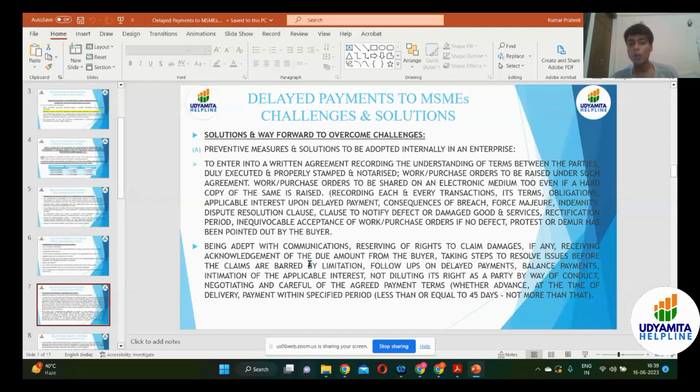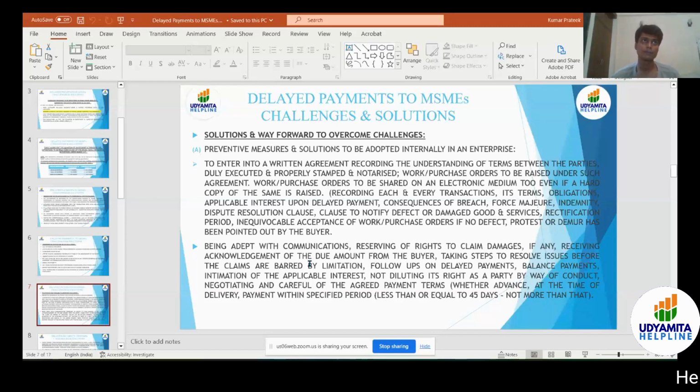So being adept with communication, we already dealt with that, how communication helps in establishing our case when disputes occur or when cases of delayed payments occur. And when the transactions are recorded in a proper manner, it sets out a story, and there are no other possible interpretations when it's already recorded, right?